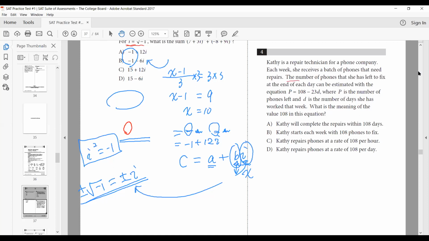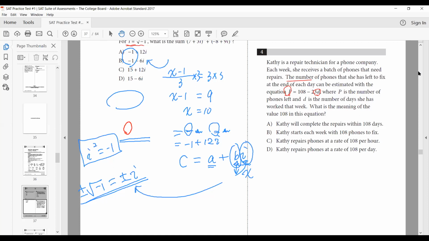Right now we talked about math, we often need to care about when they talk about numbers, right? The number of phones left at the end of each day can be estimated with the equation P equals, so the left phones is P, and D is the day. P is the number of phones and D is the number of days. So if it's the first day, the beginning of the day, D is 0.